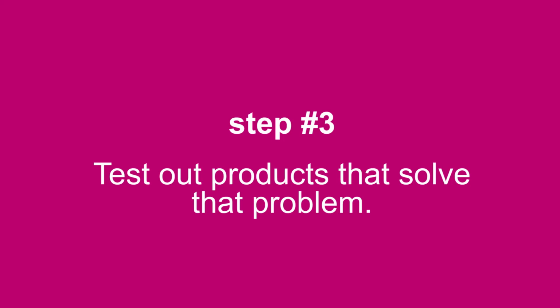The third step for how to generate passive income is to test out products that solve that problem. In this video, I'm really focusing on real passive income, meaning you don't even create the product. So go ahead and find products that solve the problem for your audience. You can go on clickbank.com. ClickBank is an amazing resource that has a lot of different people's products and a lot of well-converting sales funnels. So you can go ahead and test out the product.